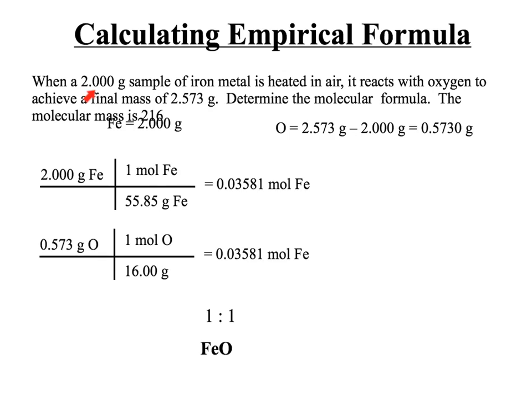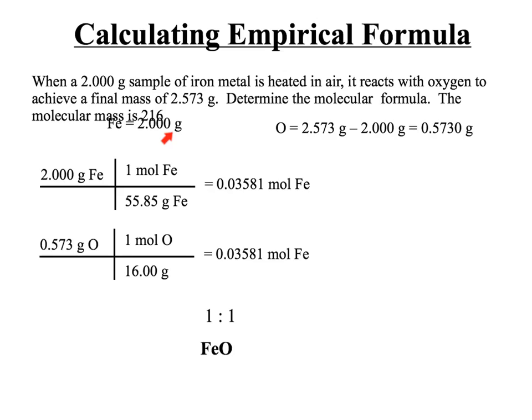In this example, 2 grams of iron metal is heated and it reacts with oxygen to receive a final mass of 2.57 grams. Determine the molecular formula. The molecular mass is 216. In this equation, we know that we have 2 grams of iron. We take our 2.573 grams, we subtract 2 from that, and we see that 0.573 grams of oxygen is present.